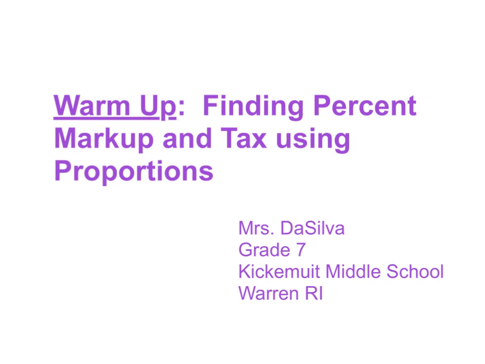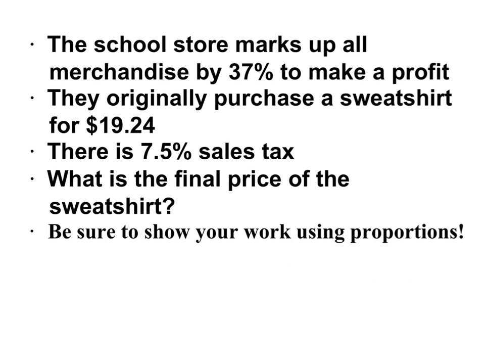Today's warm-up, we are again going to be looking at finding the markup and tax using proportions. So in today's problem, the school store purchases merchandise, which they then mark up 37% to ensure that they make a profit. Remember, a profit means that they're going to have to increase the price of whatever they originally purchased. And don't forget, markup tells us to go up.